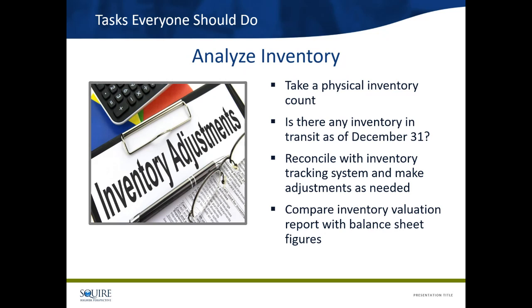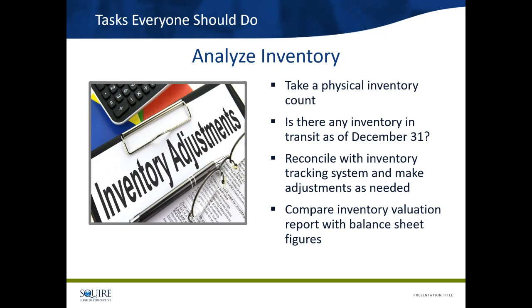They don't always match because sometimes journal entries or other entries get made that hit inventory as a balance sheet, but they don't actually hit your inventory count on an item basis. So if you have any differences there, it's again time to put on your detective hat and find out what happened and get those to match.